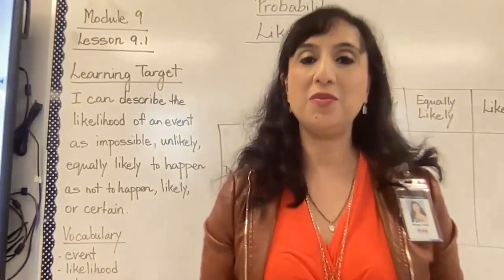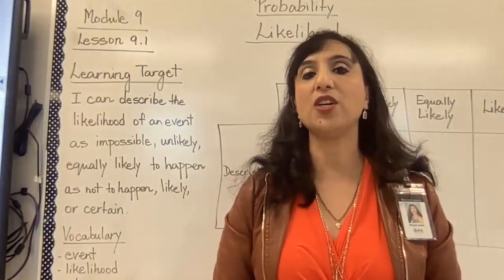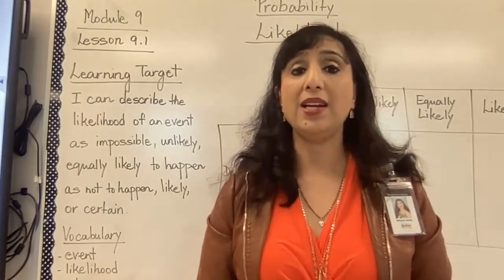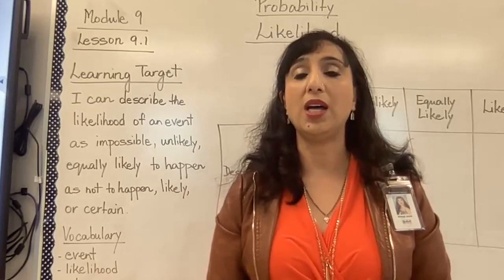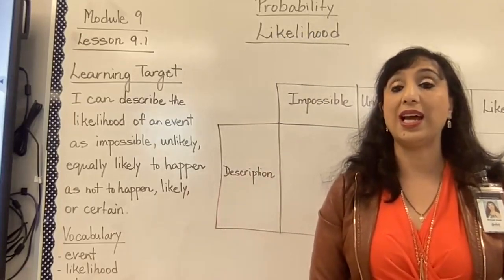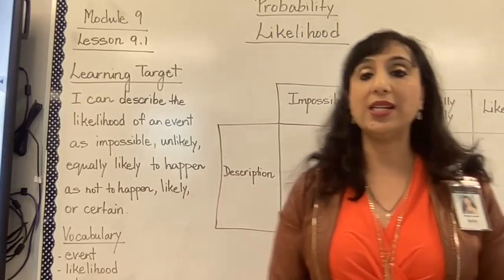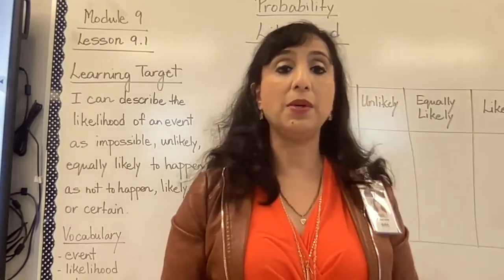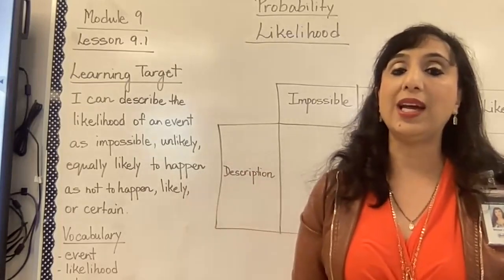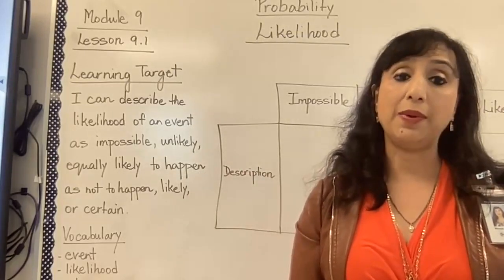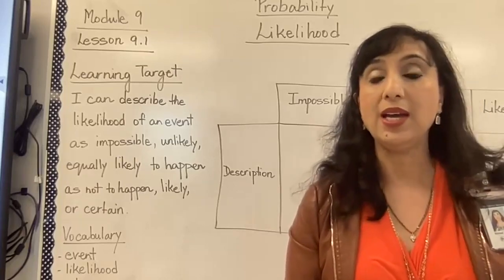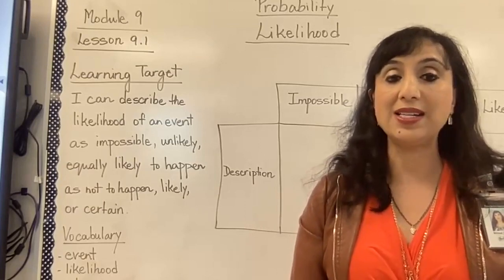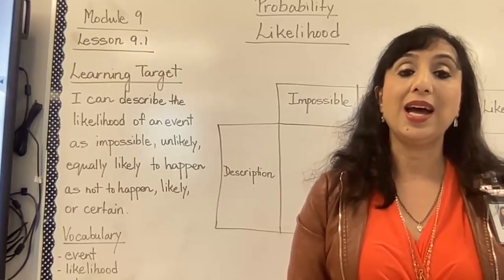Good morning. We are now beginning Module 9, and Module 9 is all about probability. And the first lesson, 9.1, is completely about likelihood. The learning target: I can describe the likelihood of an event as impossible, unlikely, equally likely to happen as not to happen, likely, or certain. The vocabulary that we are going to learn in this lesson is event, likelihood, and outcome.